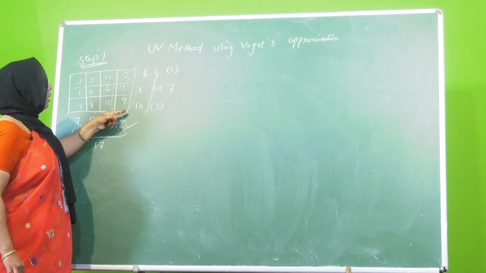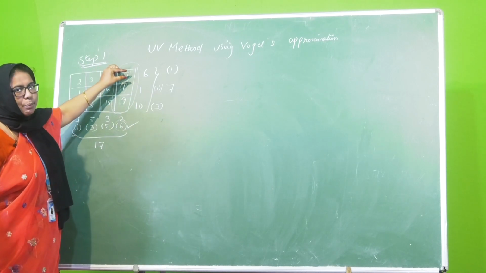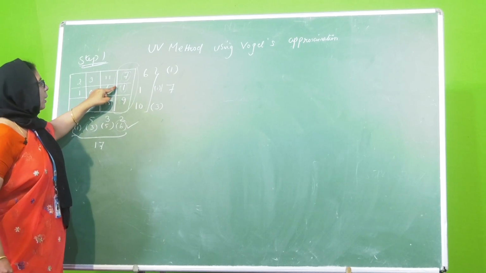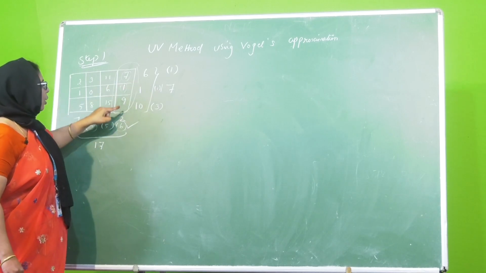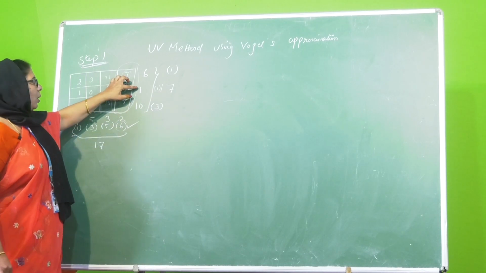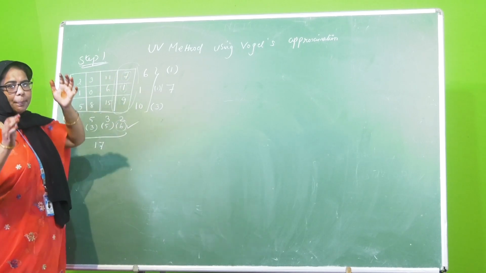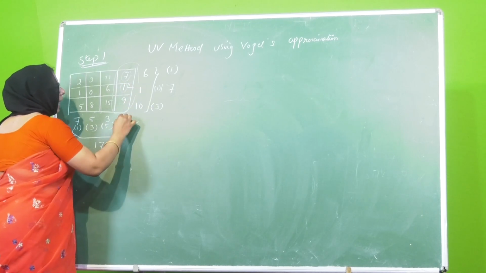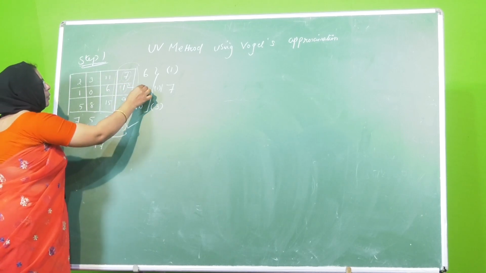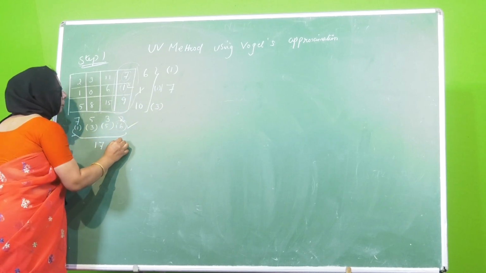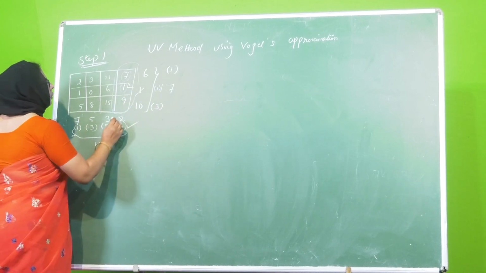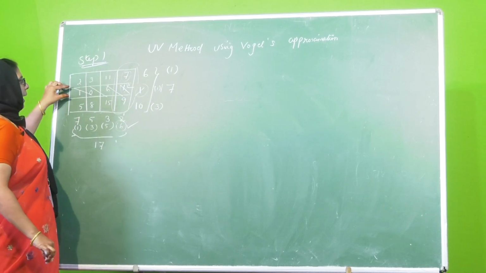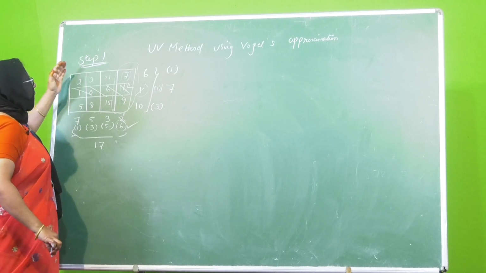In this fourth column, which cell value is minimum? 1 is the minimum cost. The row value is 1 and the column value is 2. Compare 1 and 2, which one is the minimum? 1 is the minimum value. So, you have to allocate 1 and subtract it from the column value, that is 2 minus 1, which is 1. So the second row is vanished. Next, step 2.